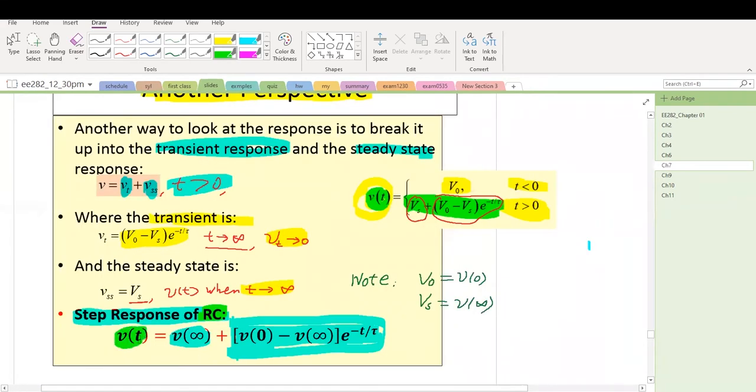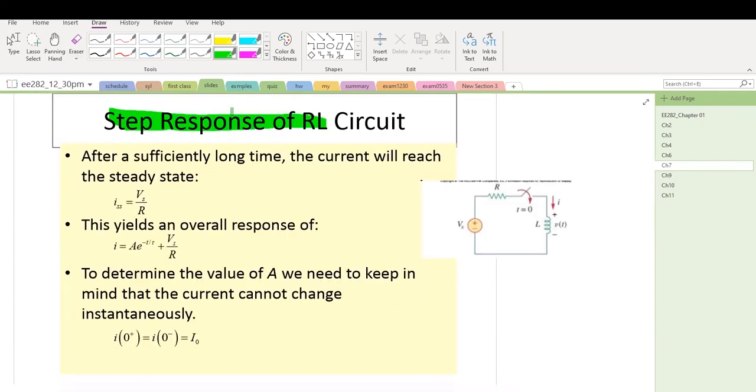We know the voltage at the capacitor can be decomposed into two portions. One portion is the transient response. The other portion is the steady state response, which is this portion here, V infinity. That's the steady response. This portion is the transient response. The step response for RL circuit also consists of two portions. One portion is the steady response, the other one is the transient portion.